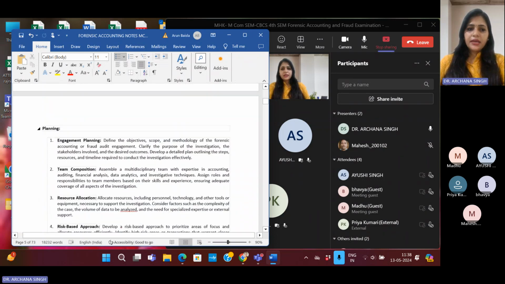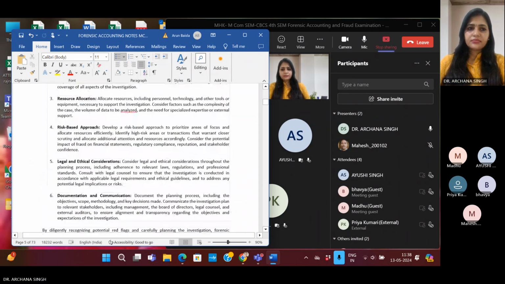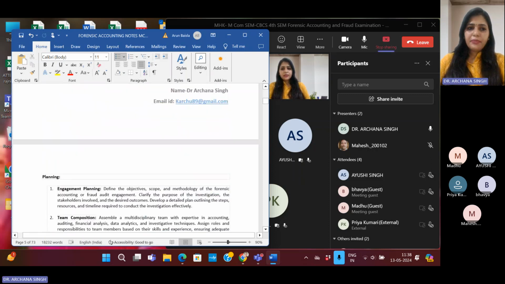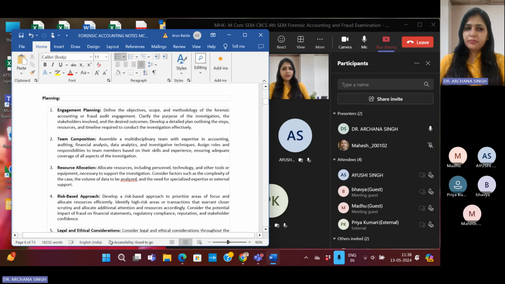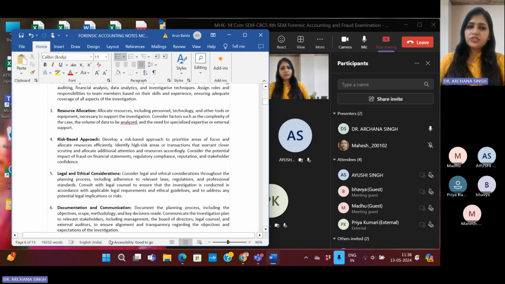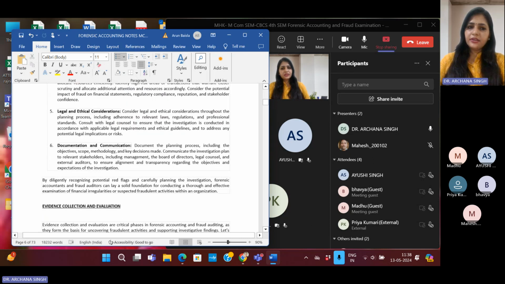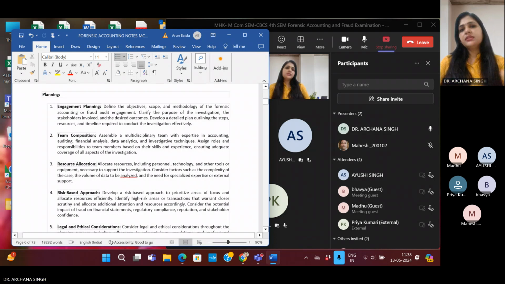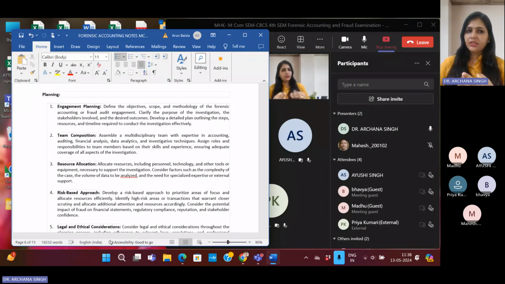Then next is planning. This was about recognition, and in the next, planning, what it includes: engagement planning, team composition, resource allocation, risk-based approach, legal and ethical considerations, and documentation and communication. Engagement planning basically includes the objective, scope, and methodology of the forensic accountant's fraud audit engagement, that they have to define what is the objective, scope, and methodology.